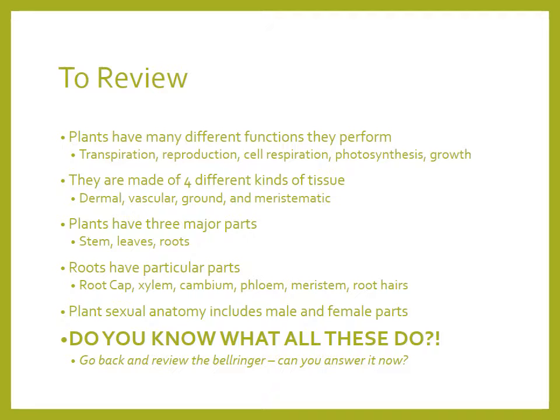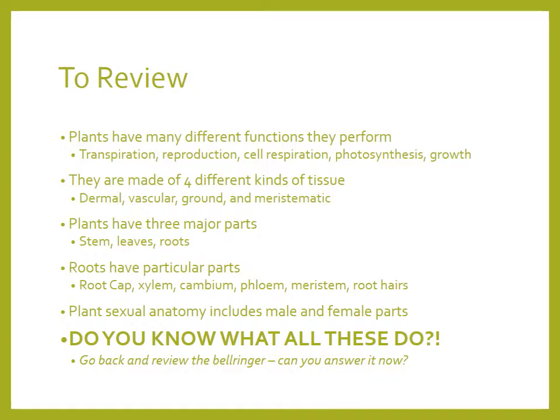They're made up of 4 different kinds of tissue. Plants are made of dermal tissue, vascular tissue, ground tissue, and meristematic tissue. Remember, meristematic is used for growth. Ground tissue is making up just a bulk of the plant. Vascular tissue helps move things around in the plant, and dermal is going to be used for protecting the outside of the plant. There's 3 main parts to plants.